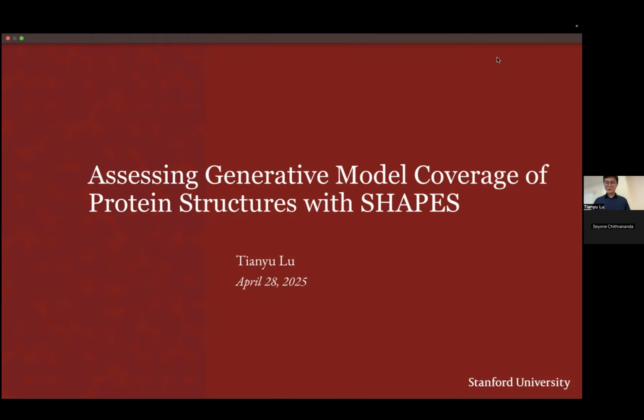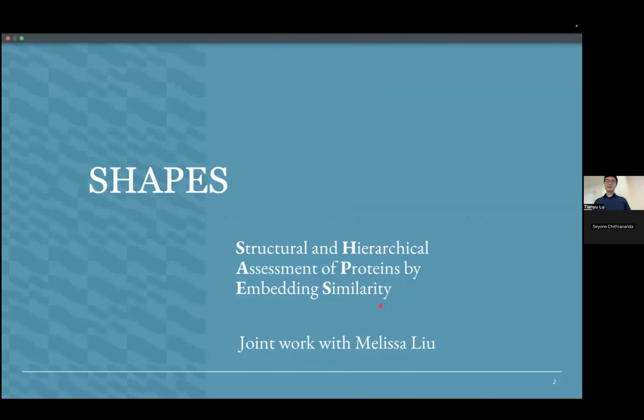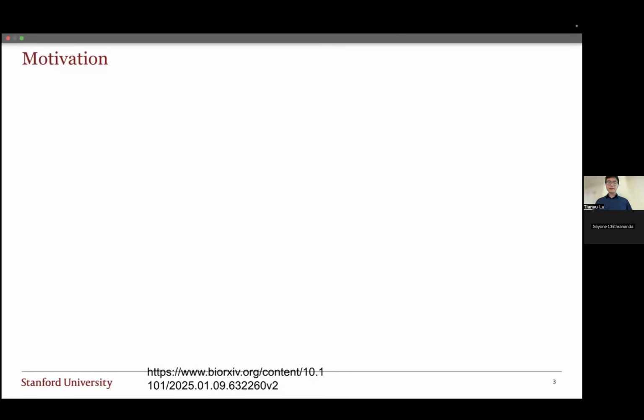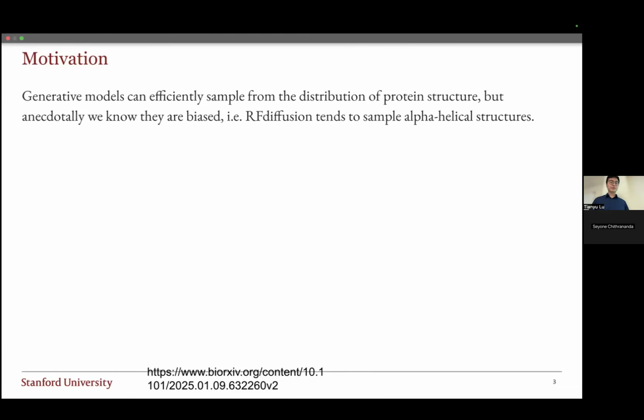All right, thank you very much for your interest. Thanks for the introduction and the invitation. SHAPES stands for Structural and Hierarchical Assessment of Proteins by Embedding Similarity. This is joint work with an undergrad in our lab, Melissa. Some motivation for this work: we have a preprint out at the bottom if you want to check it out.